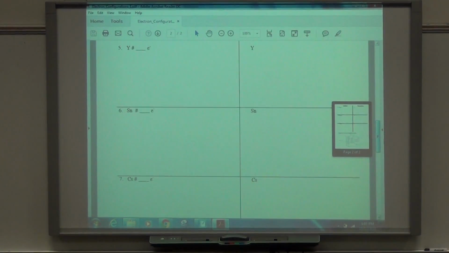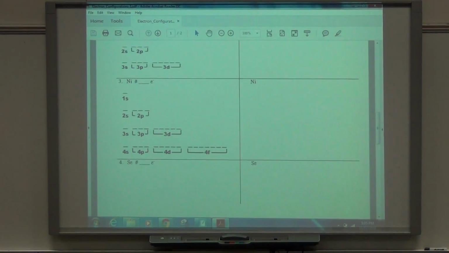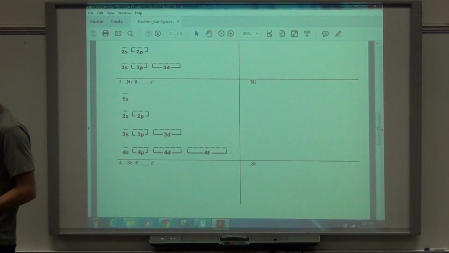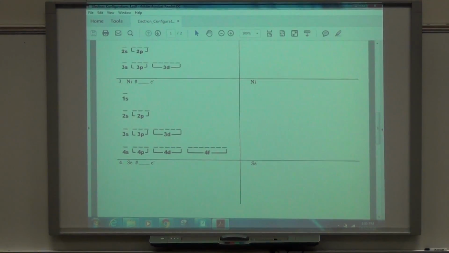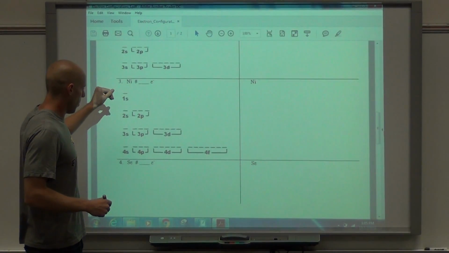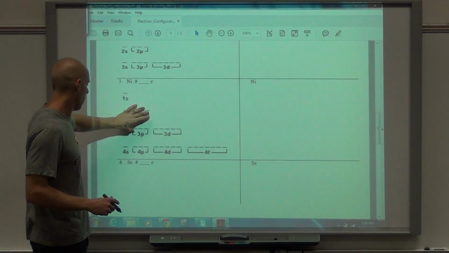Anyways, okay. Number 4. Each time it's giving you the number of electrons to write. That's because we need to know how many we're working with each time. The only difference between number 4 and the ones above it is that we're not giving you the orbital boxes here.